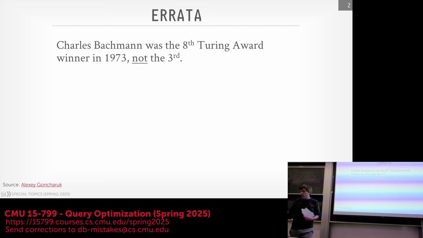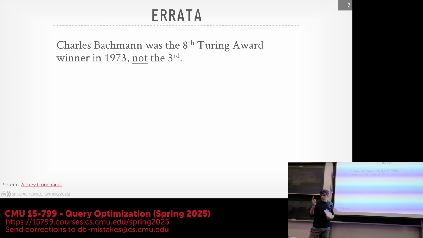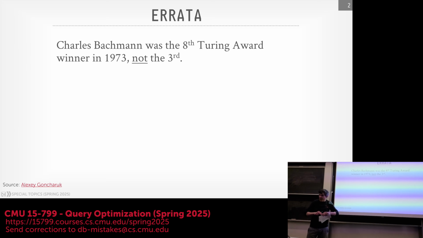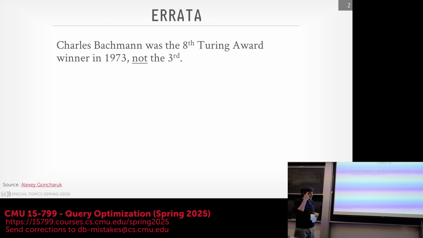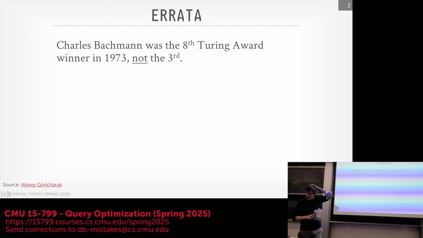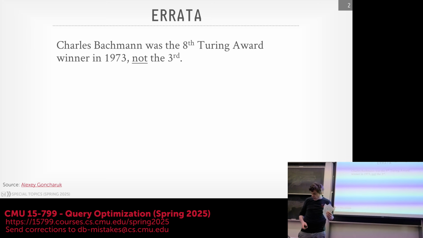Does anybody know who the first person who won the Turing Award was? Perlis. Where's Perlis from? CMU. He did his undergrad here, and then he did his PhD, I think, at MIT, and then came back as faculty, and he won the first Turing Award in 66.